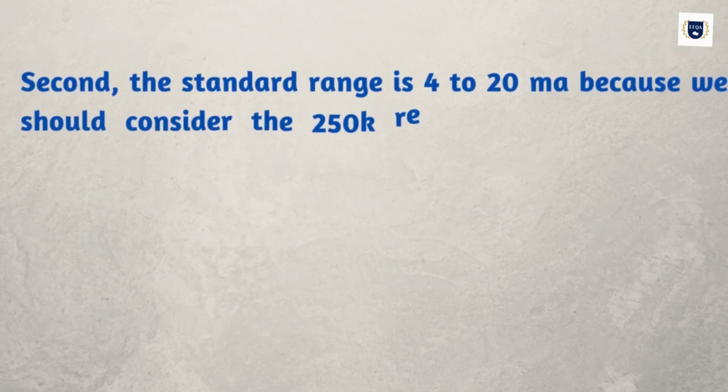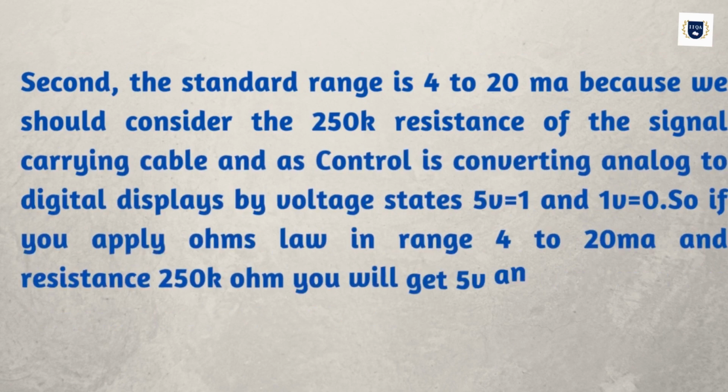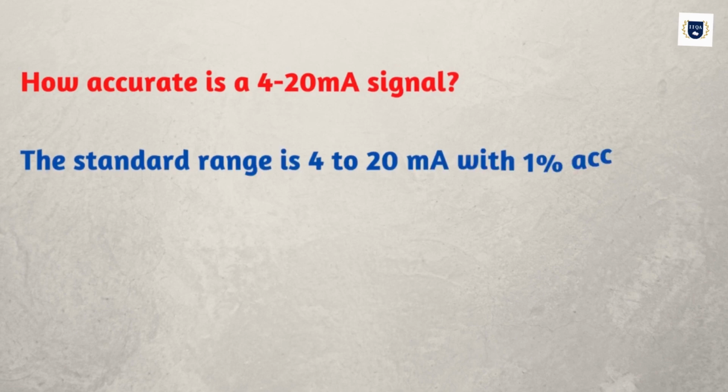Second, the standard range is 4 to 20 milliamps because we should consider the 250 ohm resistance of the signal carrying cable, and as the controller converts analog to digital displays by voltage states, 5 volt is equal to 1 and 1 volt is equal to 0. So if you apply Ohm's law in the range 4 to 20 milliamps and a resistance of 250 ohm, you will get 5V and 1V. How accurate is a 4 to 20 milliamps signal? The standard range is 4 to 20 milliamps with 1% accuracy.